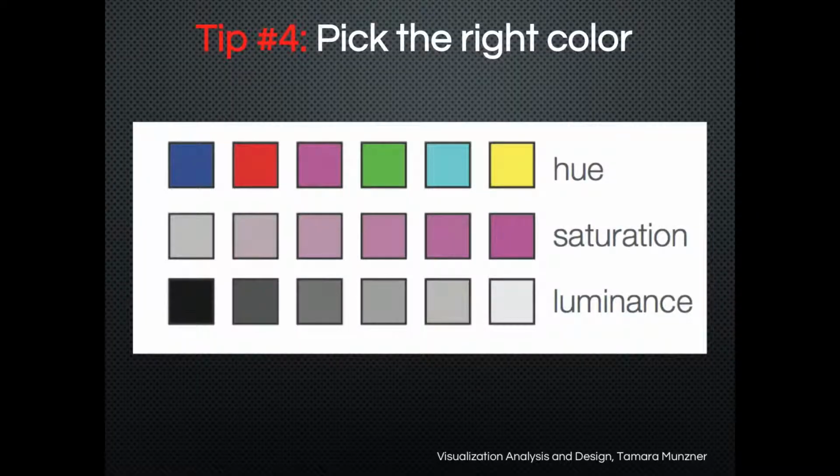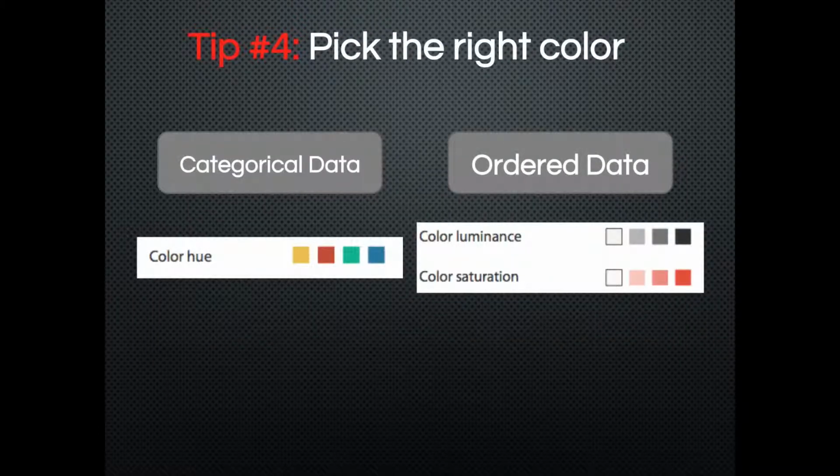So how about colors? Let's pick the right color. Color can be grouped into 3 categories: color hue, color saturation, and color luminance. In color hue, each color is very different, so it's very easy to represent categorical data using color hue. But for ordered data, luminance and saturation are better choices.